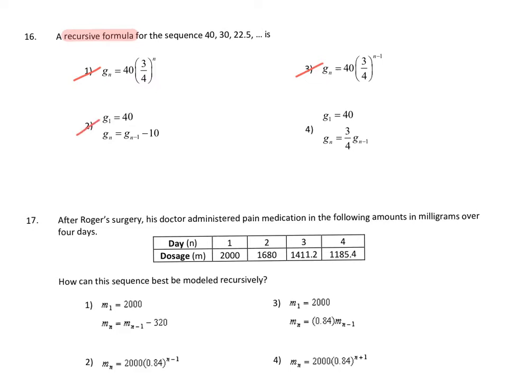If you want to check to make sure why choice 4 would be the answer, if you do 40 times 3/4, it'll give you 30. If you do 30 times 3/4, it'll give you 22.5. So choice 4 is going to be our answer.